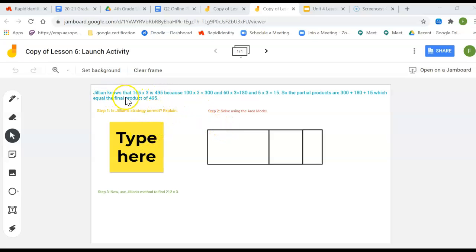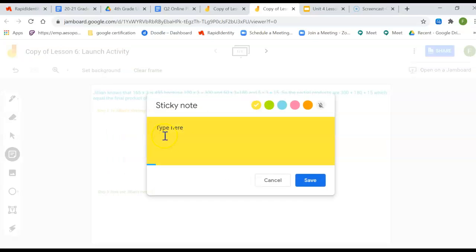The first Jamboard that you should have up is this one. It says Julian knows that 165 times 3 is 495 because 100 times 3 is 300, 60 times 3 is 180, and 5 times 3 is 15. So the partial products are 300, 180, plus 15, which equal the final product of 495. Step 1: is Jillian's strategy correct? I want you to answer that question. Explain it right here inside of this area that says type here. You're just going to click in there and type your answer.